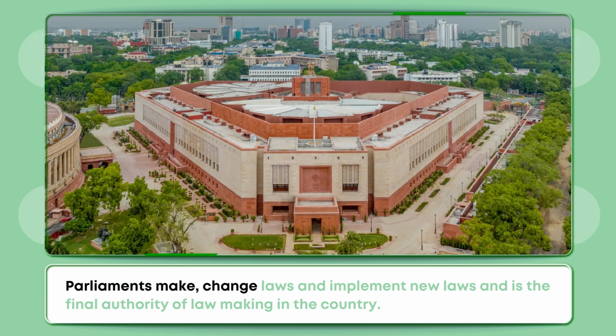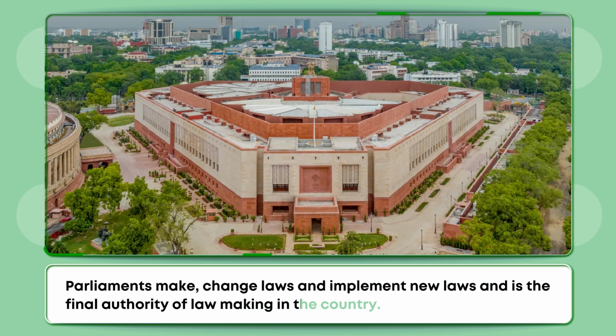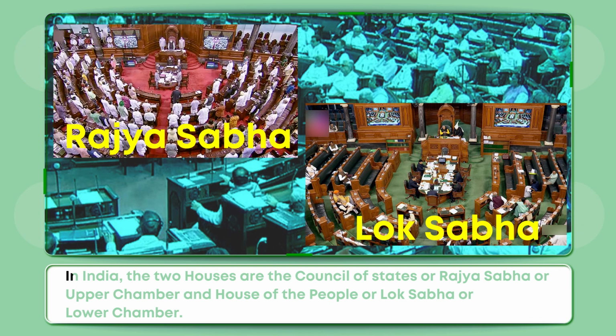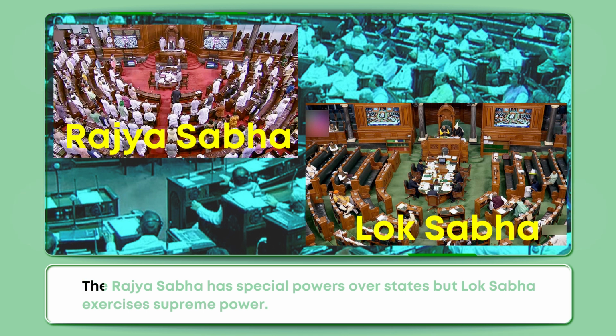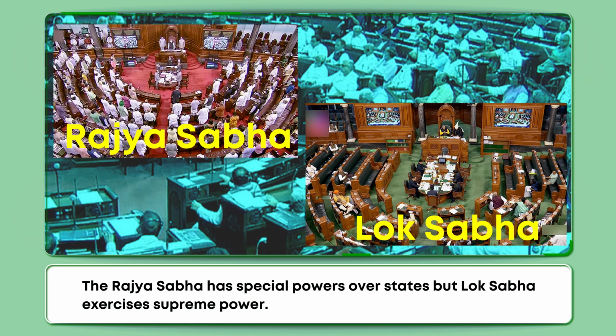Parliaments make and change laws, and implement new laws, and are the final authority of law-making in the country. In India, the two houses are the Council of States or Rajya Sabha, the Upper Chamber, and the House of the People or Lok Sabha, the Lower Chamber. The Rajya Sabha has special powers over states, but the Lok Sabha exercises supreme power.